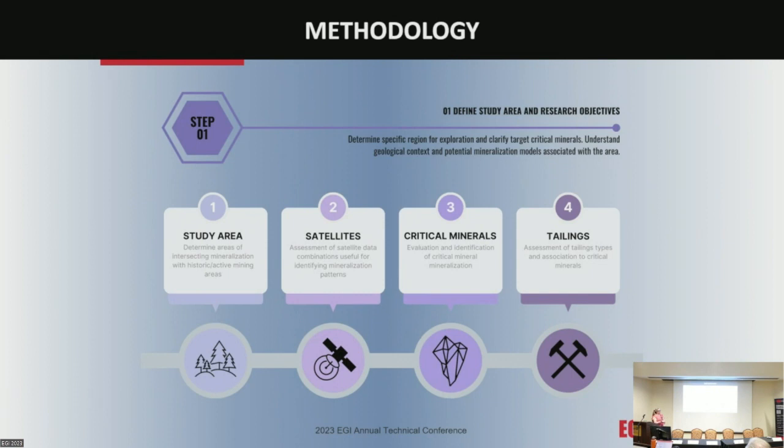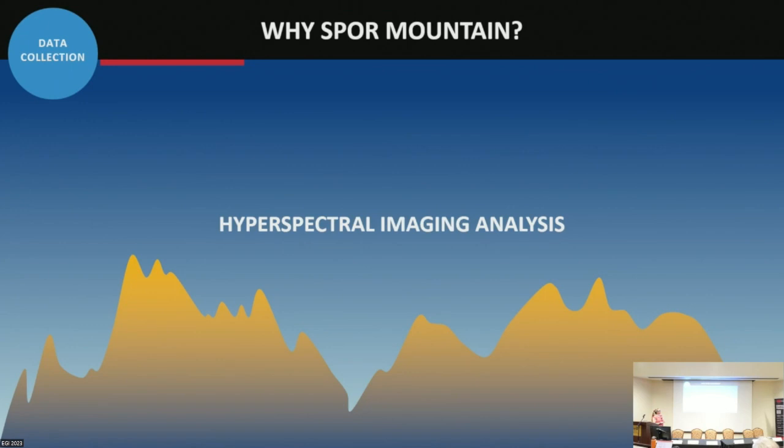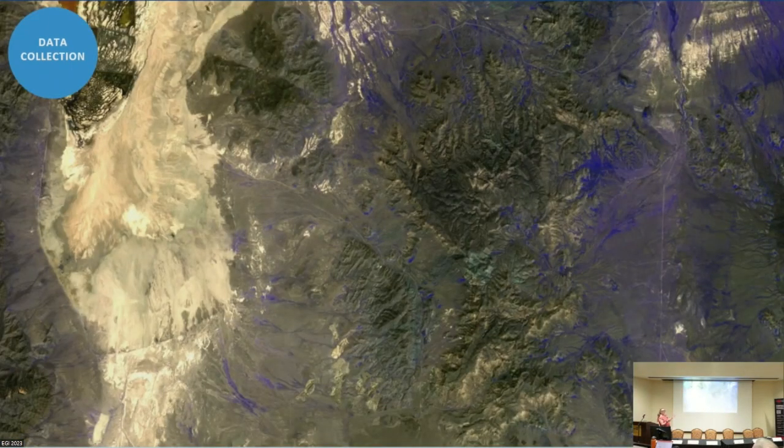As I said, we can use the study area, satellites, critical minerals, and tailings. These things are all really well linked, and Utah is a perfect place to study this, which is great. So, some images. I think everybody likes to see hyperspectral imaging. It's always really pretty. That's one of the things which is nice.